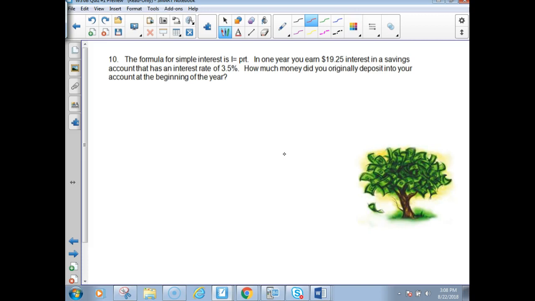Number 10, the formula for simple interest is I equals principal times rate times time, PRT. In 1 year, you earn $19.25 in interest, that would be your I. And it has an interest rate, that would be your R, as a decimal, 3.5% is 0.035. How much money did you originally deposit in your account, which would be P? You want to know P. So oftentimes we would take that interest formula, and here's a reason to solve for P. You would divide by R and T.